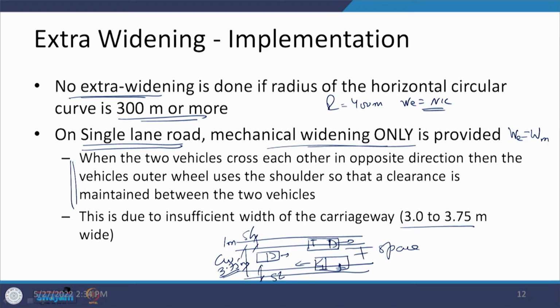Once this is happening, it means the drivers have on their own taken a decision and maintained a clearance between the vehicles, and they have just passed each other by utilizing the shoulder provided on either side of the carriageway, and that is why the psychological widening is not being talked about here. We are simply talking about the mechanical widening, and this is what is being talked about in these lines.